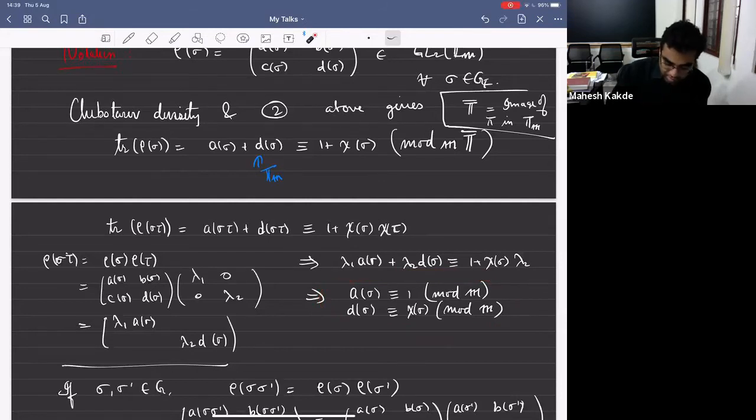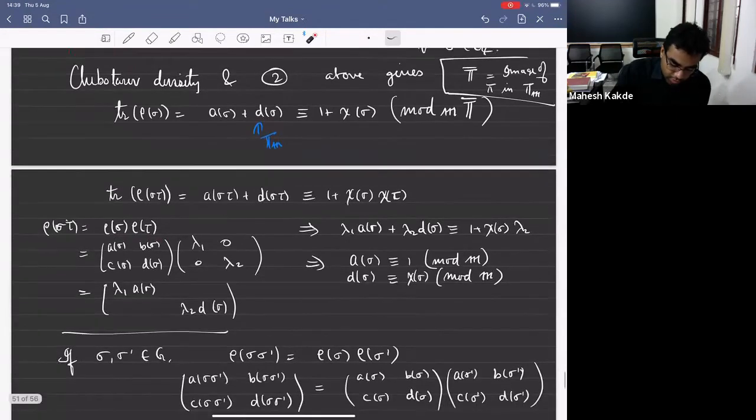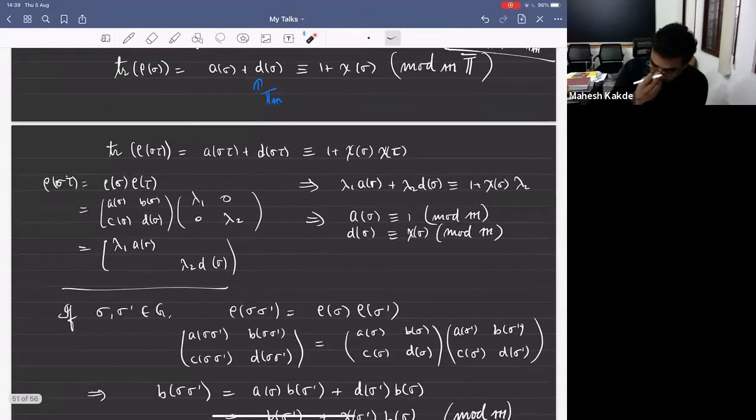Here we use that chi of tau is not 1, so lambda 2 is not 1 modulo m. All right, so we get that these two are also in TM and they are congruent to this. You can't talk about congruence modulo m if you're not in TM; you can't talk about congruences if you're not in that integral ring.